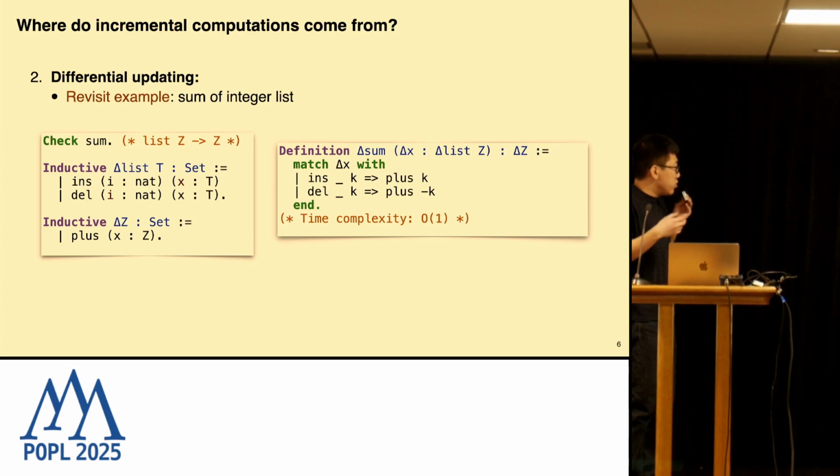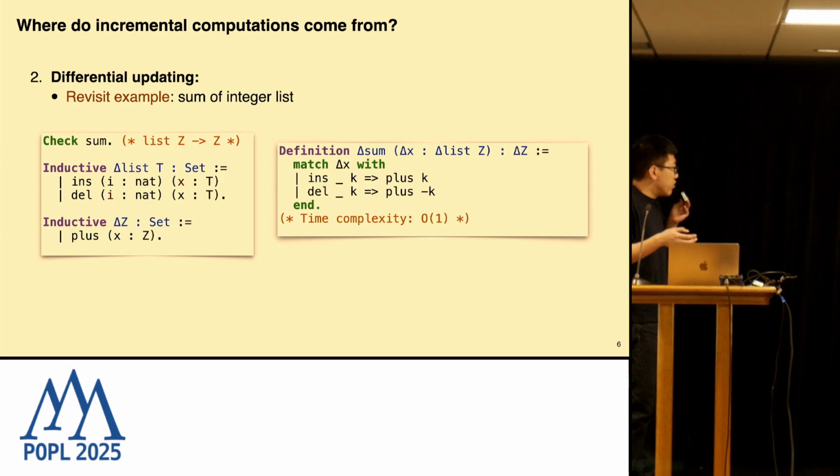In order to define a differential operator for sum, we first need to check its type, which maps a list of integers to integers. So we need to define changes on the list and the integer types. Suppose there are two types of change to a list, which are either insertion or deletion: insert some element at a certain index in the list, or delete the element at a certain index. And the change to the integer is just to add another integer to it.